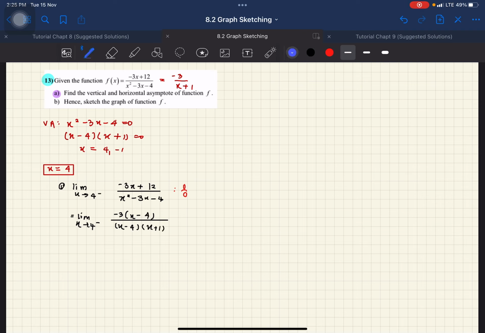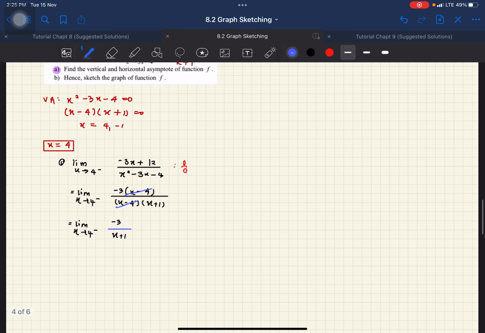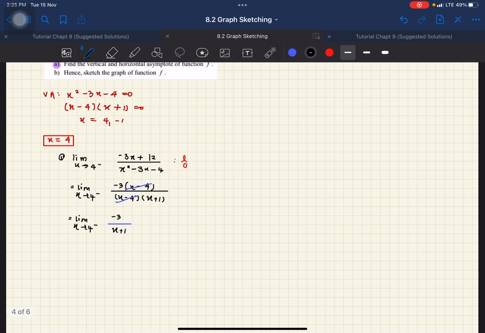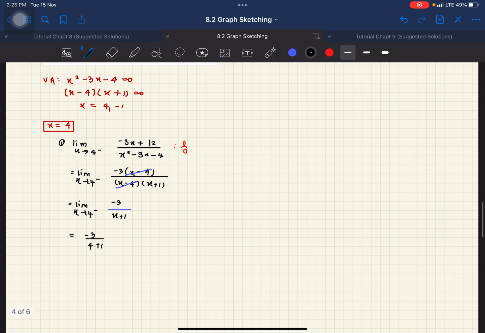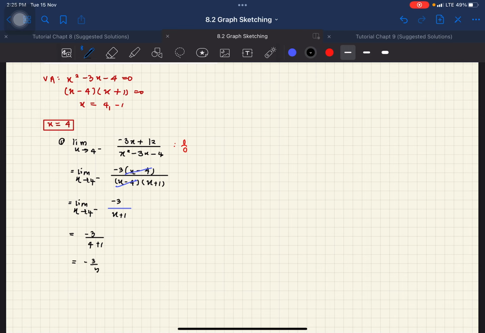Let's cancel out the x minus 4. What remains now? I copy it and paste it here, and delete what I have removed. This is all that remains for us to solve. Now let's try direct substitution again. Is it a different case now? When I substitute, I get negative 3 over 4 plus 1. 4 plus 1 equals 5, so I get negative 3 over 5 as my answer.